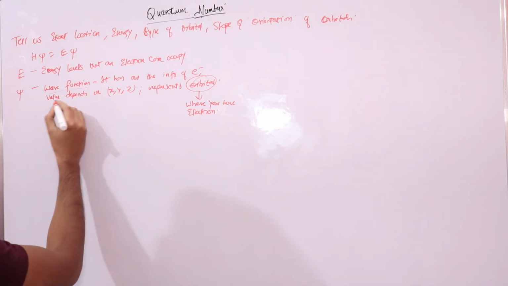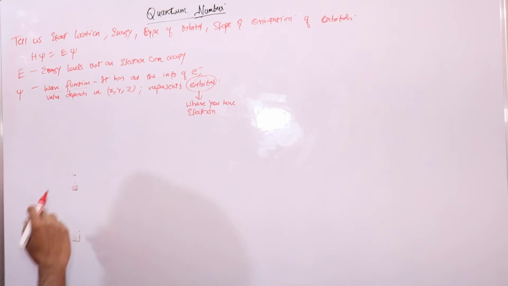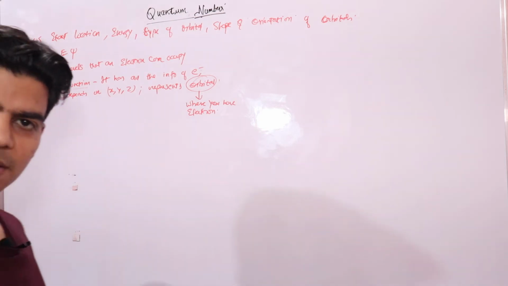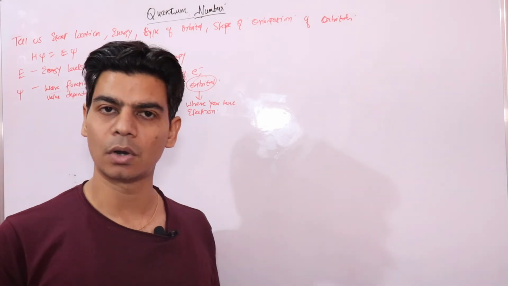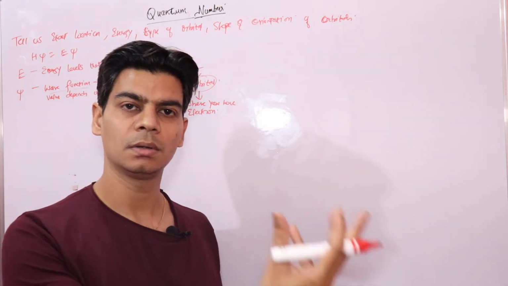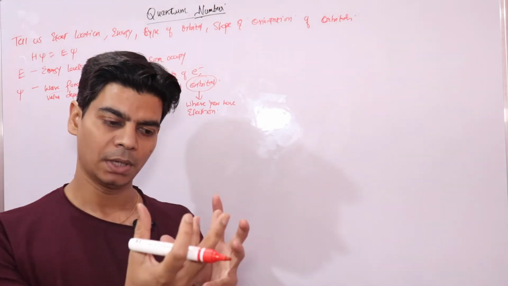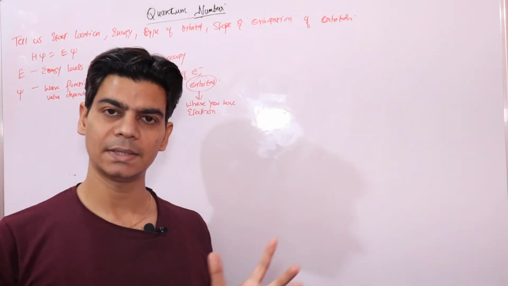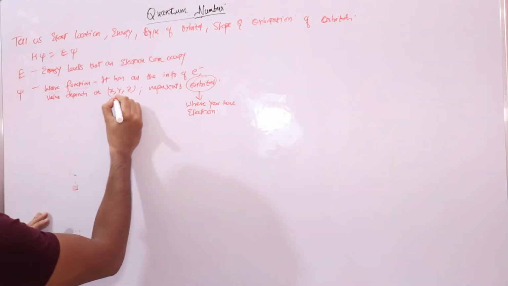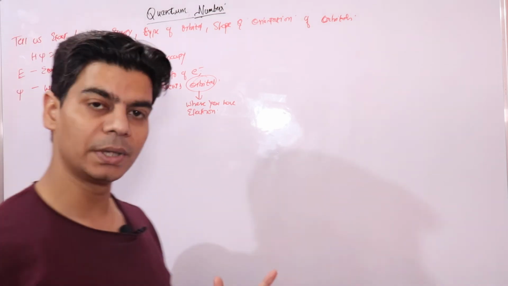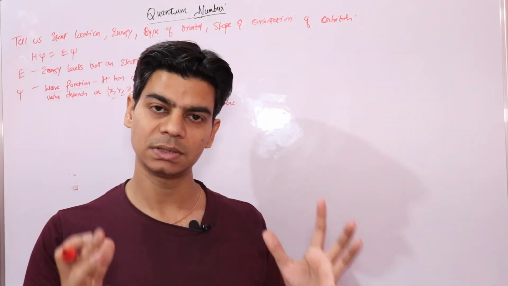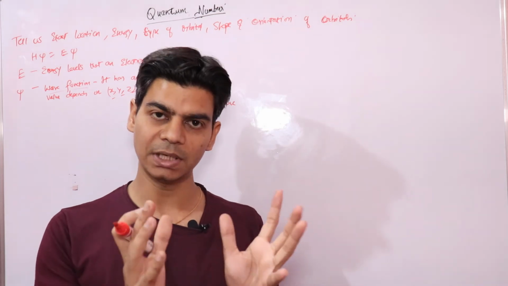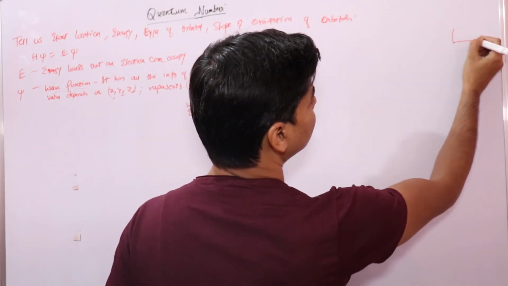And as I said, its value depends on the three coordinate axes, x, y and z. Why? Because this represents an orbital, and the orbital is there in your atom. We say that its value depends on x, y and z axes. That means this orbital is three-dimensional. Three-dimensional we mean like this.